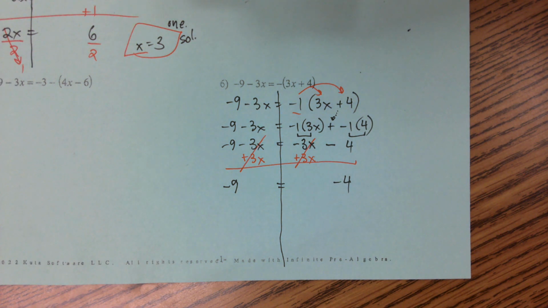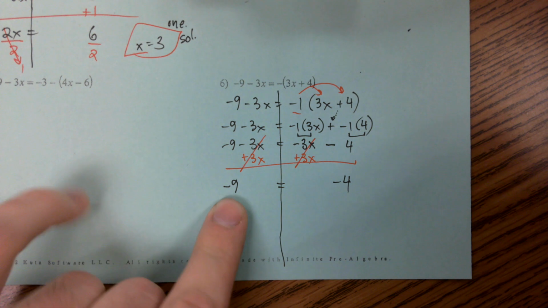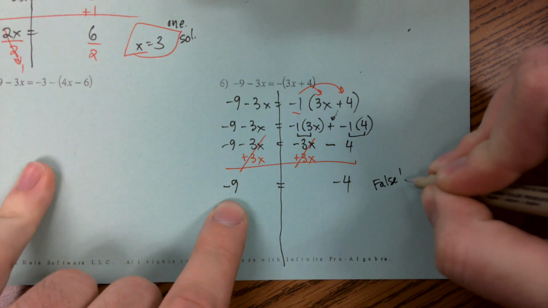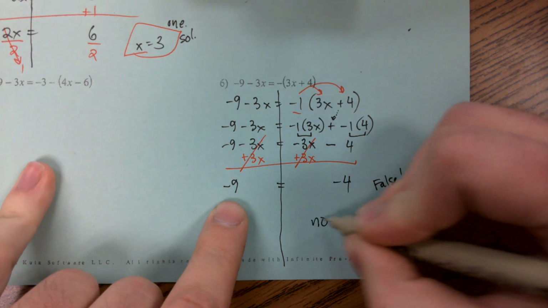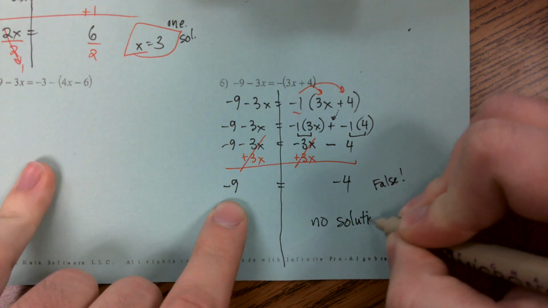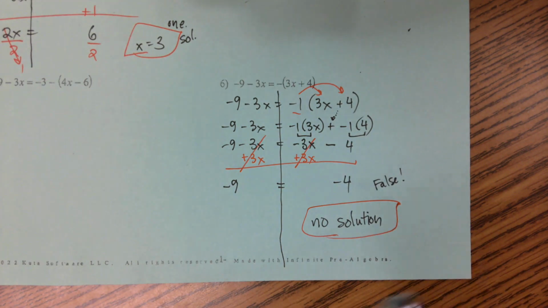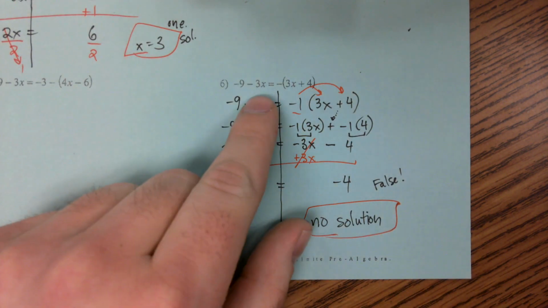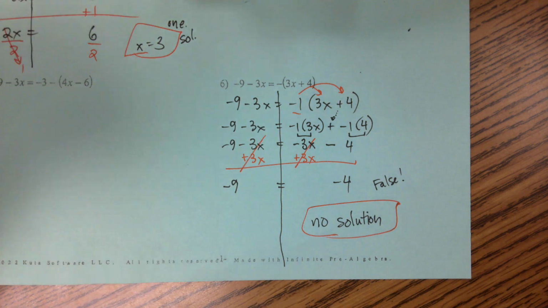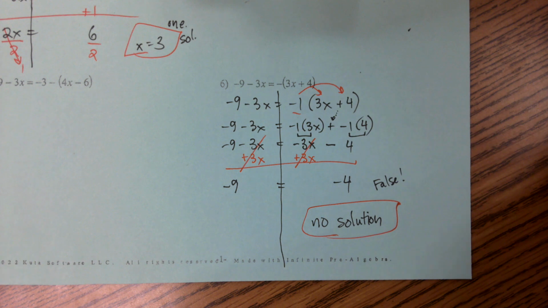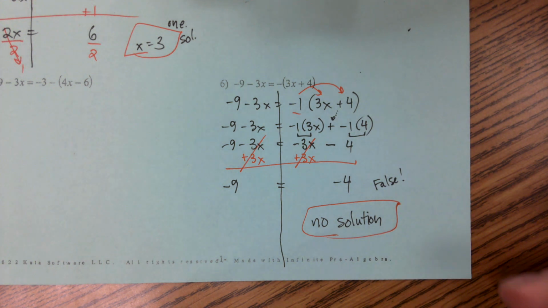Now ask yourself, does negative 9 equal negative 4? No, it does not. This is a false statement. Therefore, we have no solution. And what that means is that no number, no input, is going to give us an output that we want for this function. Basically it means that this function is broken in a way, is one way you can think about it.